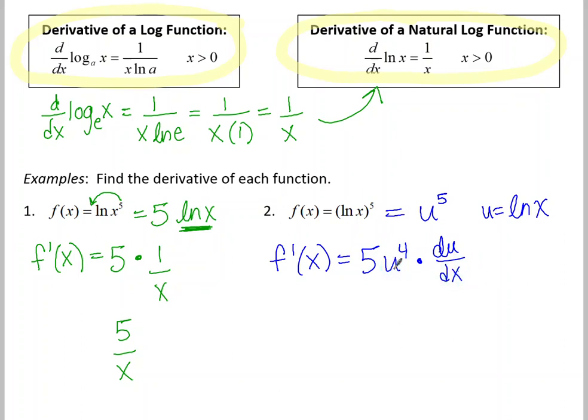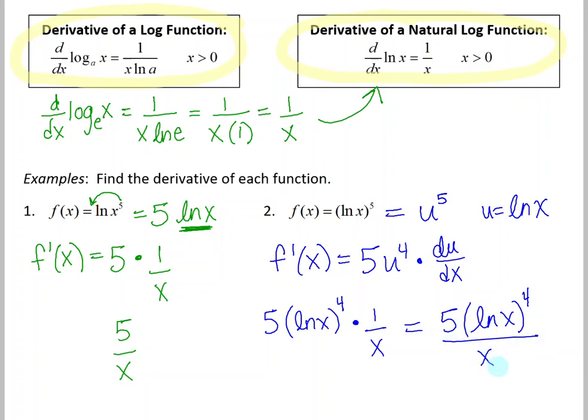Substituting back what u is, we get 5. Instead of u, we plug back natural log of x to the 4th times du dx. The derivative of natural log of x is 1 over x. Again, I do have a derivative, but we can clean this up a bit, so why not? 5 times natural log x to the 4th, all over x.